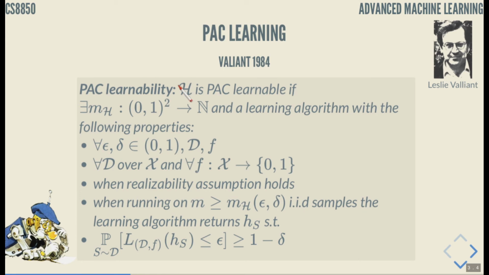A class of hypotheses is PAC learnable if there exists such an m for this class, where m sub H is a function. It's a mapping. Basically, look here, you will understand this notation better. It's a function that takes values on an open unit square. Let's say this is epsilon, this is delta. So m takes epsilon and delta, look here, and returns a natural number.